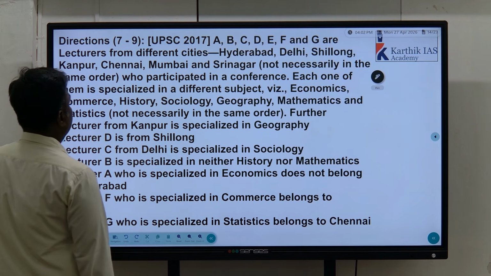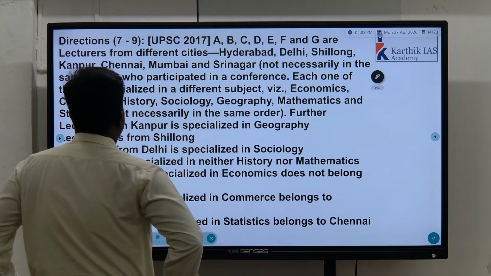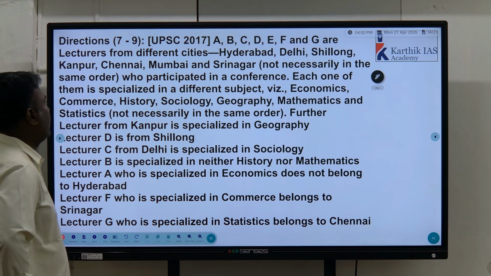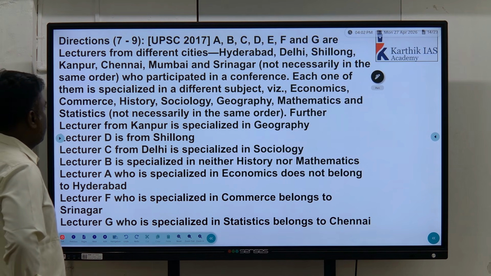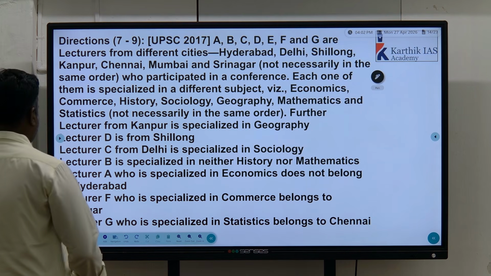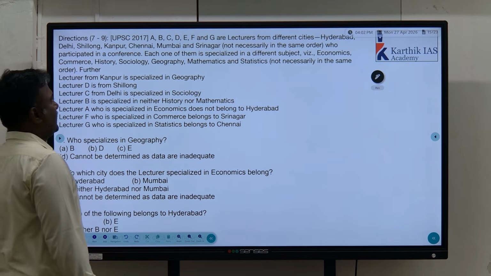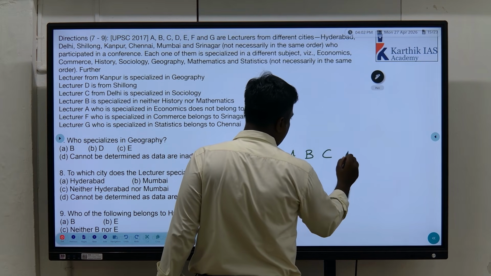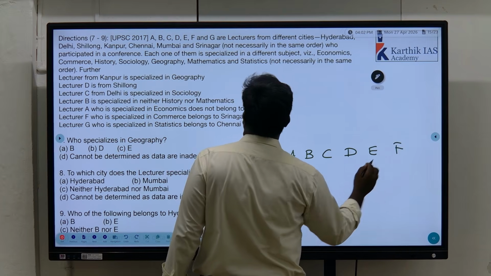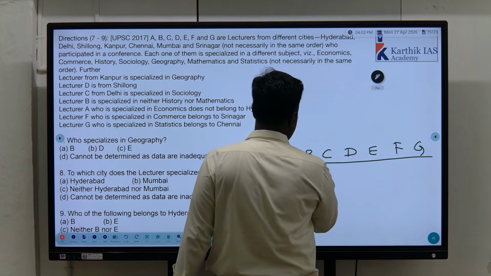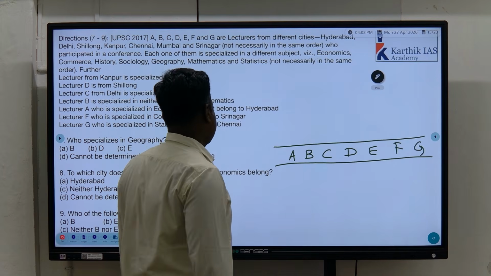Okay. So now A, B, C, D, E, F, G are lecturers from different cities: Hyderabad, Delhi, Shillong, Kanpur, Chennai, Mumbai, and Srinagar, who participated in a conference. Each one of them is specialized in different subjects: economics, commerce, history, sociology, geography, mathematics, and statistics. So it is a triple line up. We'll solve it one by one. First take notes: A, B, C, D, E, F, G. Then cities.